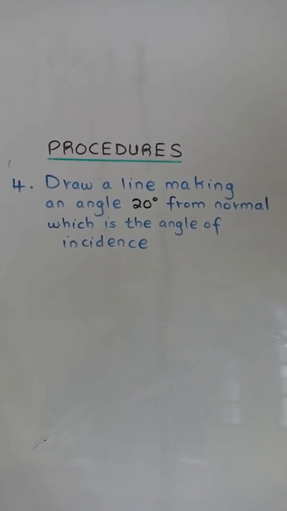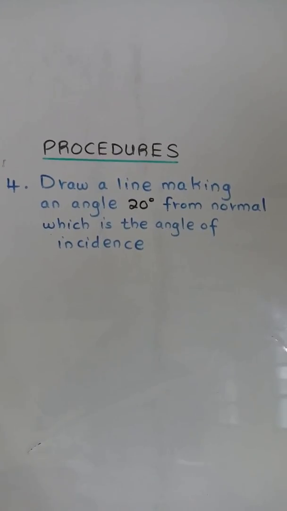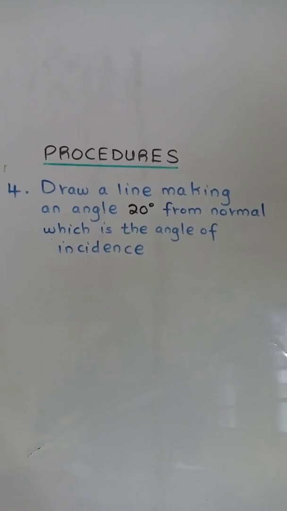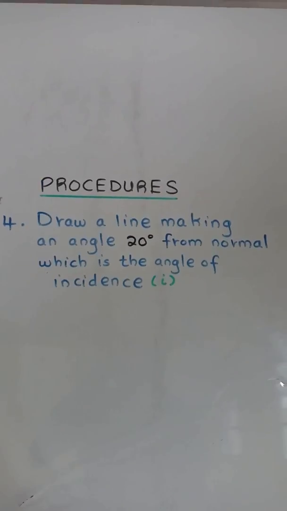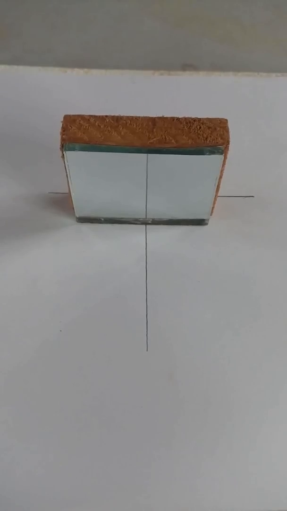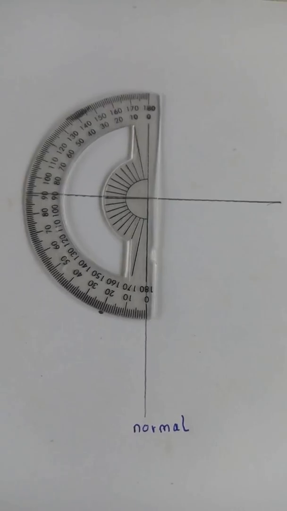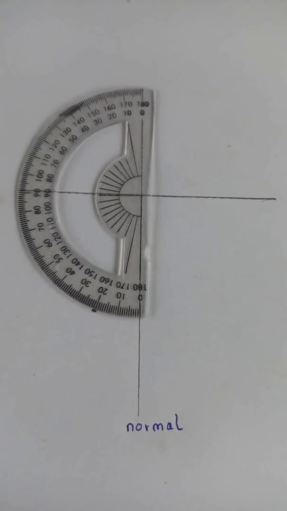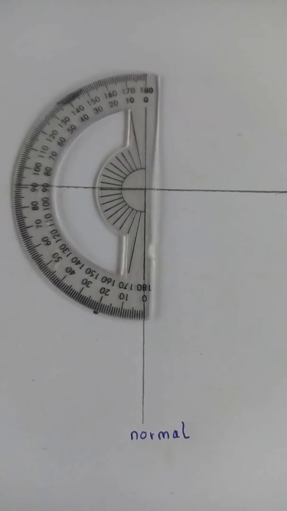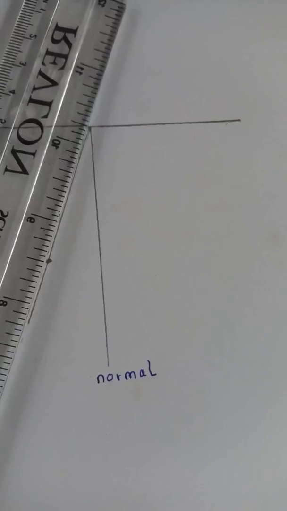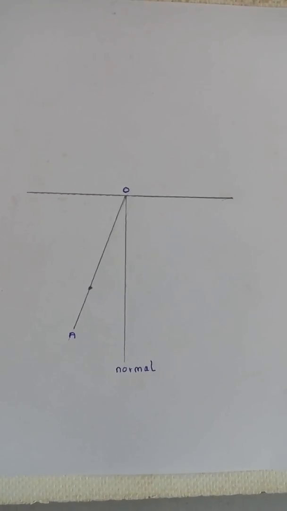Number 4. Draw a line making an angle 20 degrees from normal, which is the angle of incidence. Normal. Angle 20 degrees from the normal. Line OA.